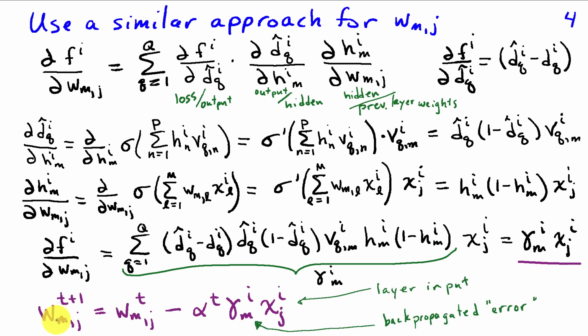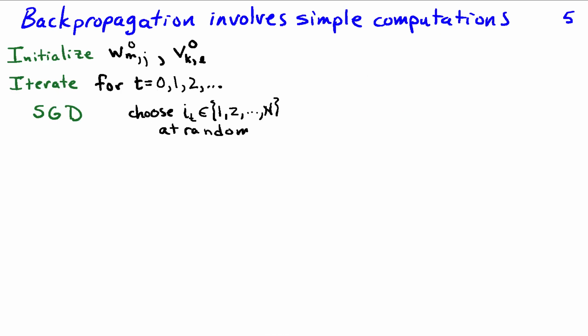So this gives us a very simple update for the weights in the initial layer, the input layer, and that is: the weight at the next time instant is the weight at the previous time instant minus the step size times this gamma term, which is a backpropagated error of sorts, times the input to the corresponding layer, which are the input features xji.